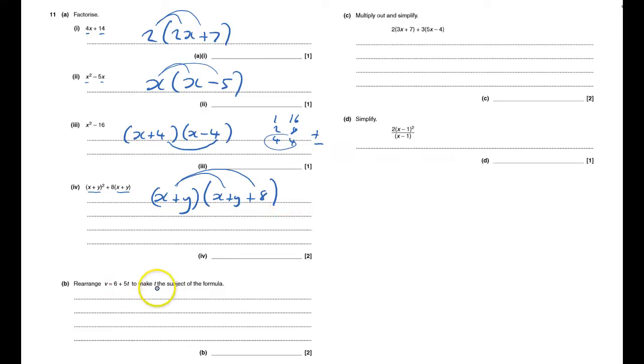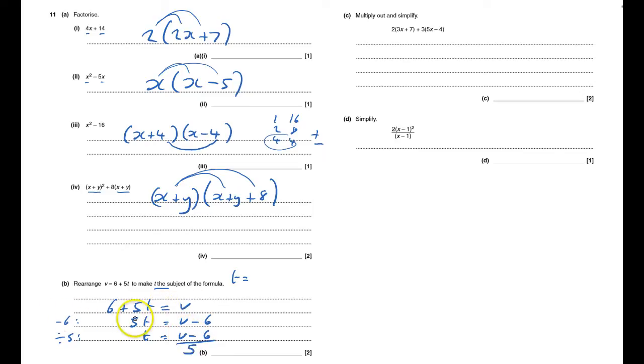Rearrange this to make t the subject, so that means I've got to have t equals. I normally write it the other way around, so my unknown is on the left to start off with, or the bit I'm trying to make equal something. And now I want to get rid of the 6 from both sides, and that will just leave me with 5t equals v minus 6. I don't want 5 of them, I just want 1, so I'm going to divide both sides by 5, and that will say that t equals v minus 6 over 5.